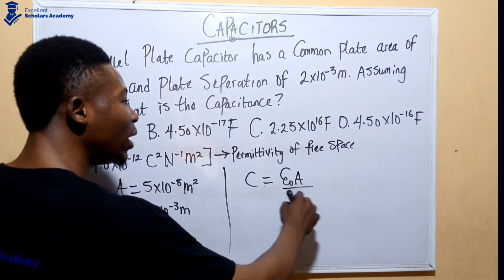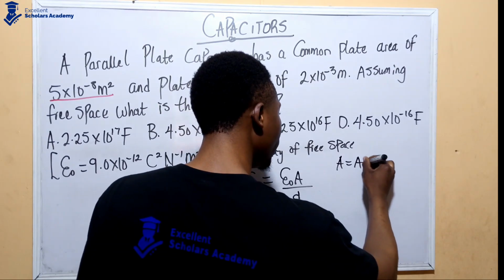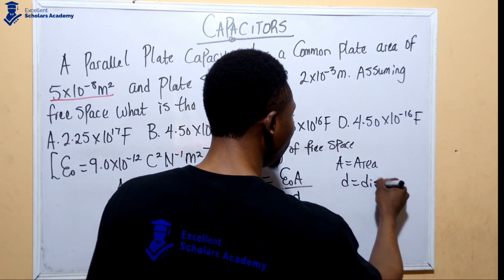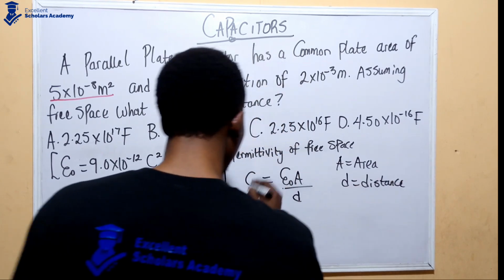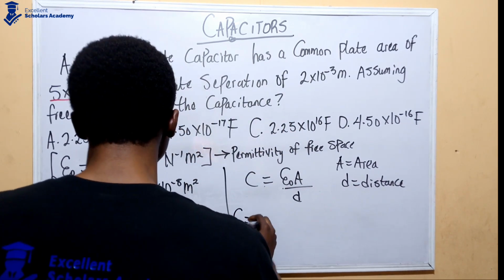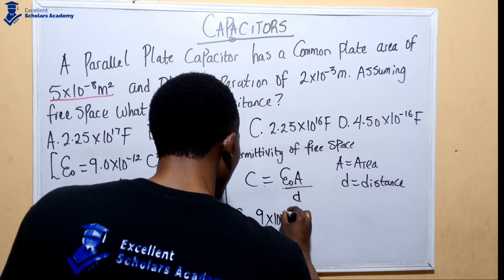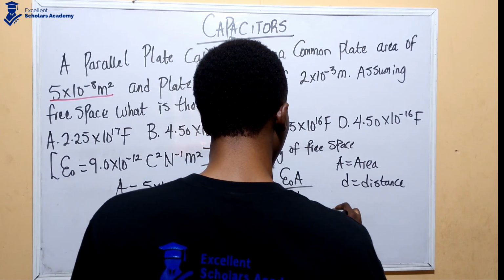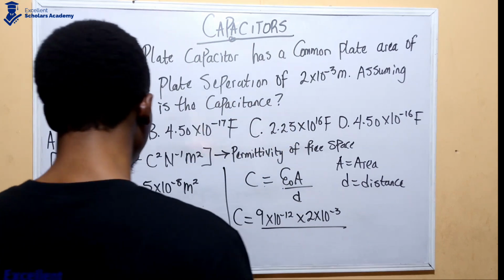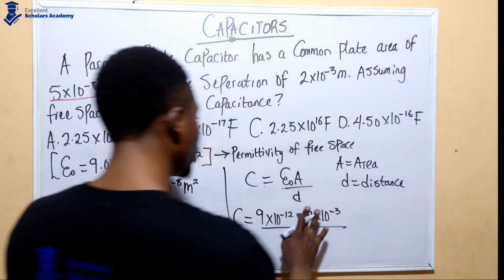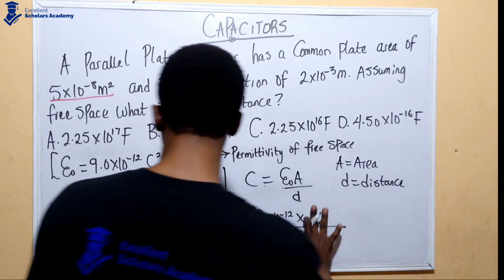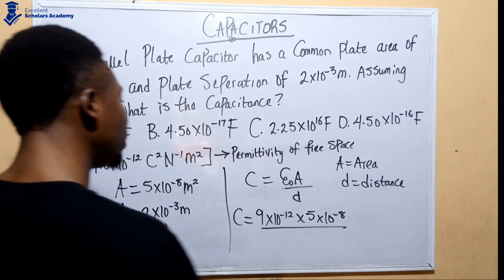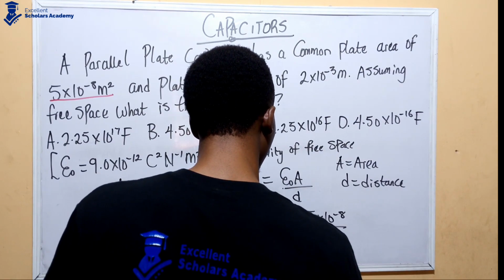Where A is the area, E0 is the permittivity of free space, and D is the distance between the plates. So to find the capacitance, we use this formula. So C is going to be equal to E0, which is 9 times 10 to the power of minus 12, multiplied by the area. Sorry, this is not the area. The area is 5 times 10 to the power of minus 8, over the distance, 2 times 10 to the power of minus 3.